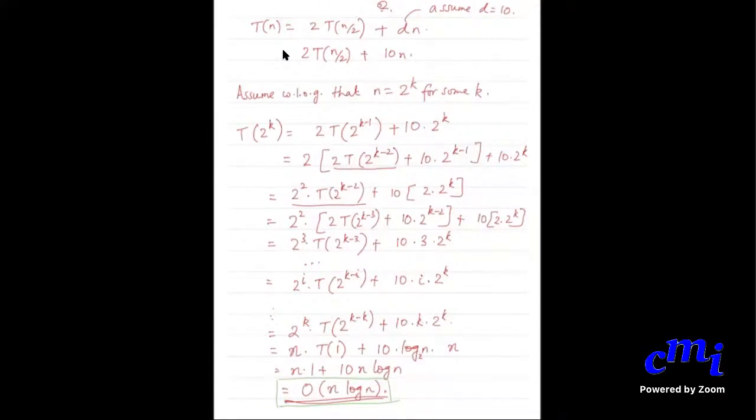Sir, can you explain the last step? N plus n log n equal to order n log n? Order n log n means that you ignore constant factors and you ignore lower order terms. N is definitely lower than n log n. So you ignore the n part, you ignore the constant factor and you just call it order n log n.